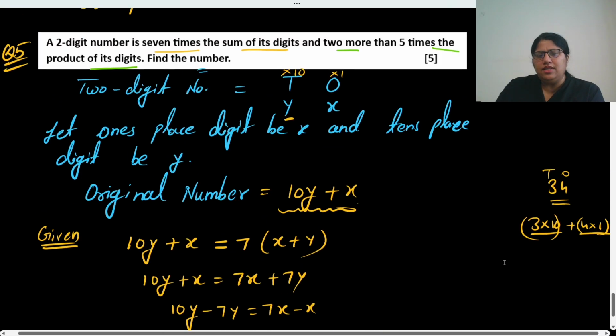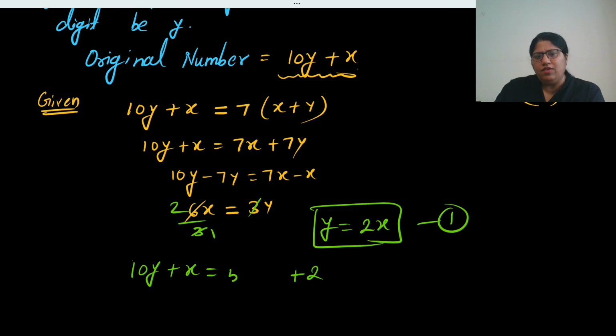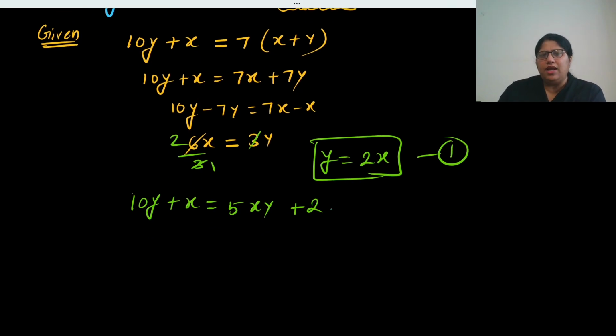You are going to consider the same number, which is 10y plus x, right? 2 more than 5 times the product of its digits. Now how will you decide whether it's a linear equation or quadratic? The moment you see xy, the power will become 2, and when the degree of the equation is 2, it is a quadratic equation. Now again simplify this also. You don't have any like terms to add or subtract, so this is your equation 2, right?